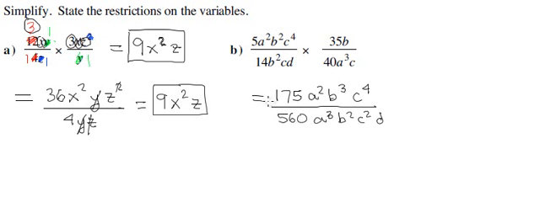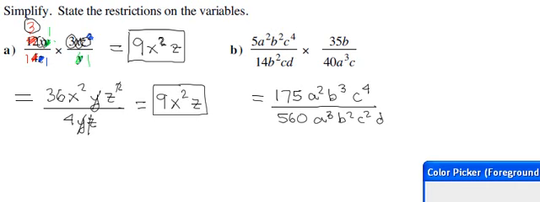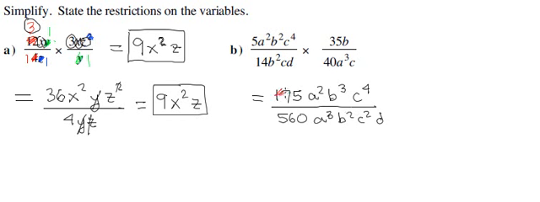I believe, well, I know 175 has a 35 in it because that's how we made it in the first place. I think 560 is divisible by 35. I'm just going to check that on the calculator. Yes. 35 goes into this 16 times, so let's reduce that and see what happens. 175 divided by 35 leaves 5. 560 divided by 35 leaves 16. 5/16 can't be reduced any further, so that's the end of that story.